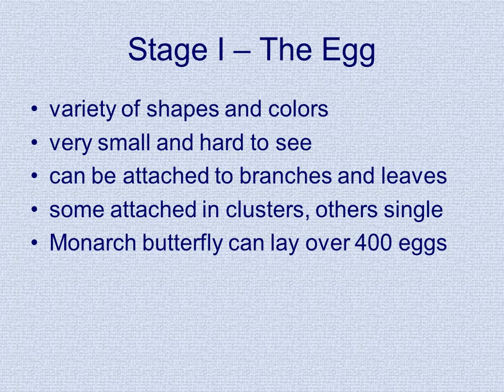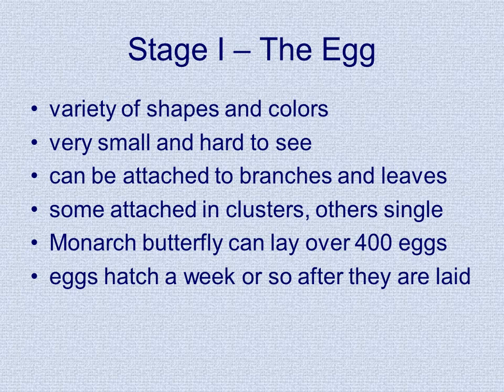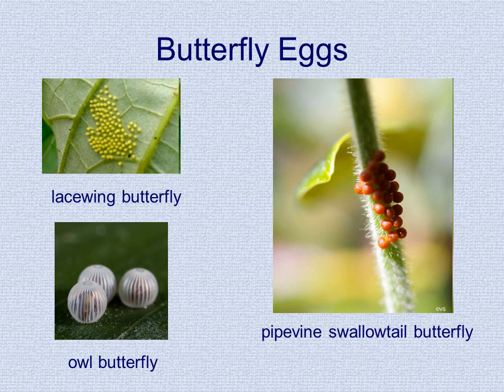The monarch butterfly, for example, can lay over 400 eggs. Now, they need a large number of eggs because not all those butterflies survive the hatching process or survive getting through as caterpillars. We'll be talking a lot about the monarch. It's a very interesting butterfly. The eggs will hatch a week or so after they're laid, so it really doesn't take too terribly long for the eggs to develop.